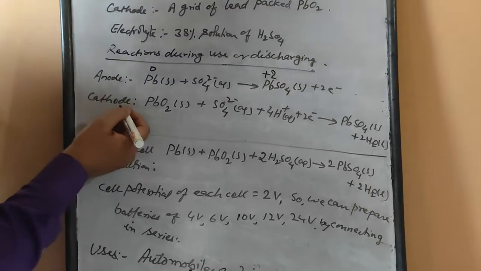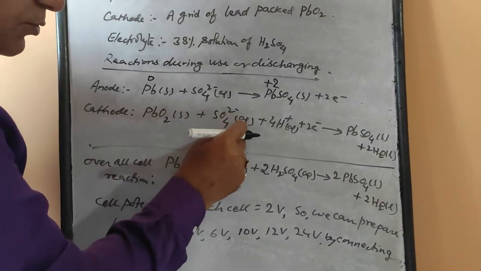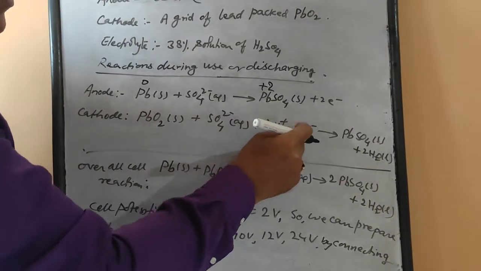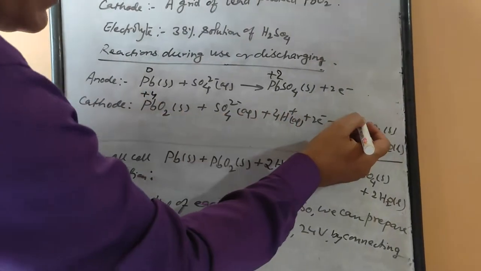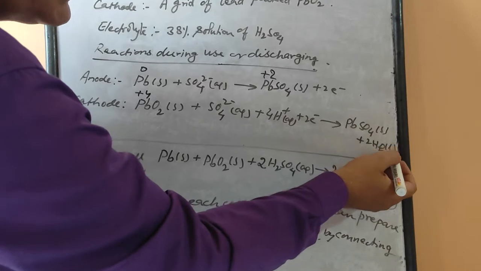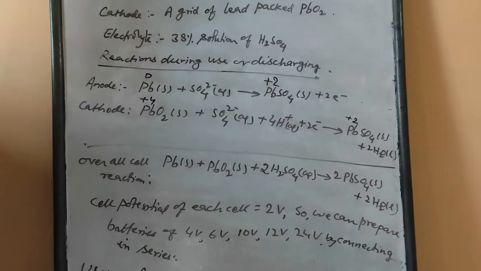Now in the cathode reaction, look, PbO2 solid plus SO4 2- aqueous plus 4H+ aqueous plus 2 electrons. Here the oxidation state of Pb is +4 and it is converted to PbSO4 solid plus 2H2O liquid. Here the oxidation state is +2.